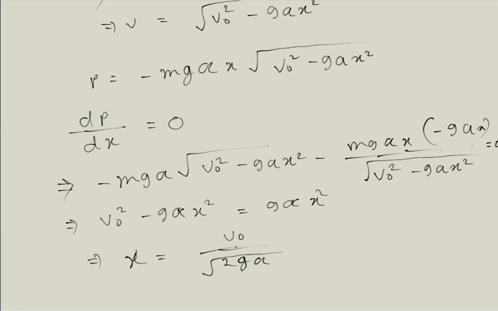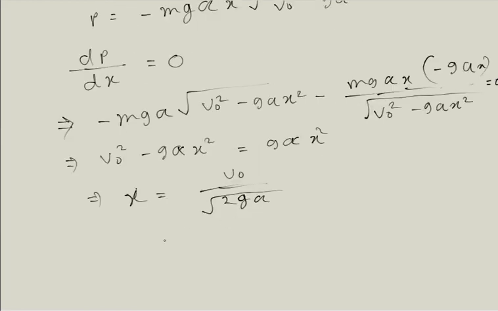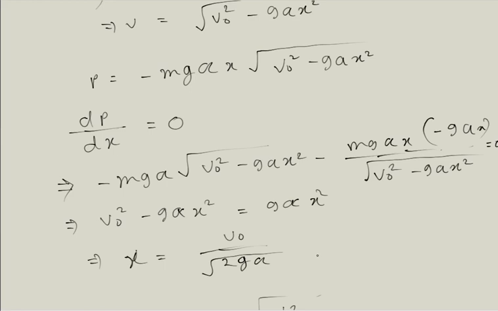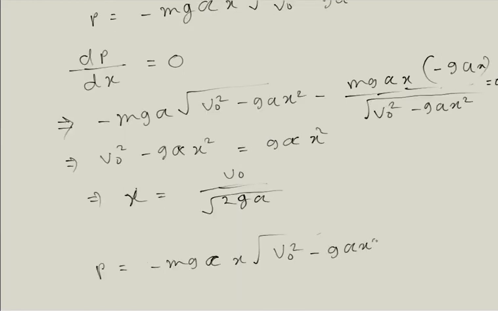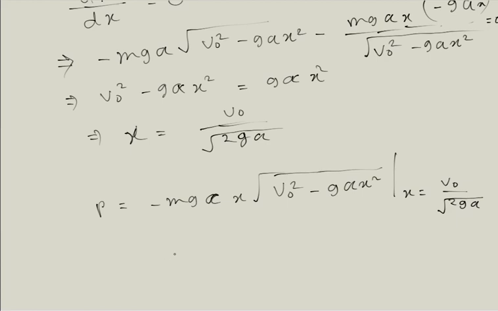So the maximum instantaneous power was minus mg alpha x times the square root of v0 square minus g alpha x square, at x equals v0 by root 2g alpha. Now solving this, we will get minus half m v0 square times the square root of alpha g. So this is the final solution, this is the maximum instantaneous power.